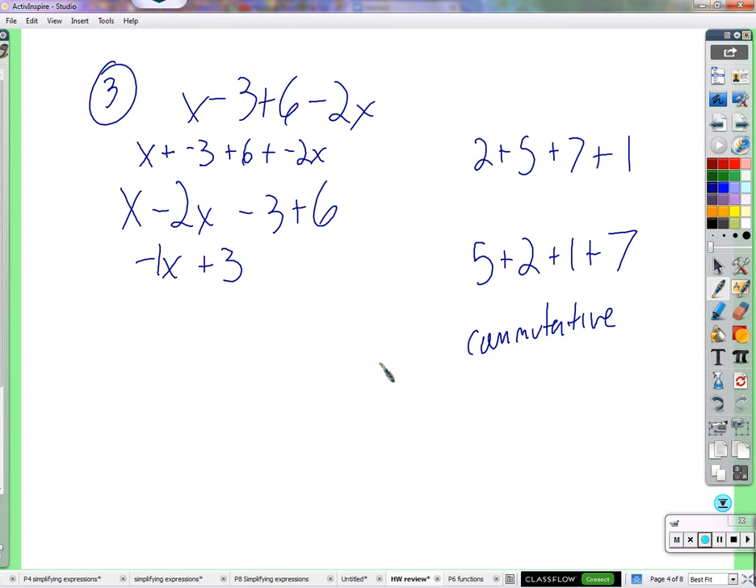So we can only put x's with x's, we can only put 1's with 1's, we can only put y's with y's, only put z's with z's. Well, it should make some intuitive sense. You don't put apples and oranges together, so you don't put x's and y's together, you don't put x's and 1's together.